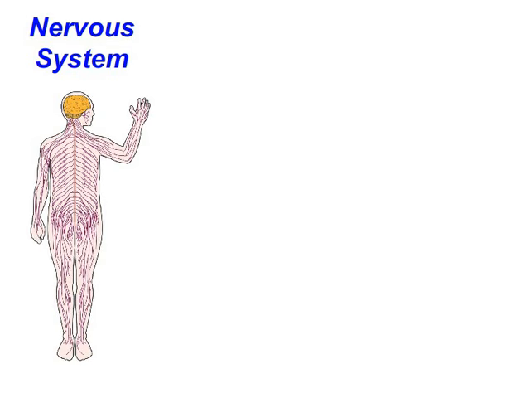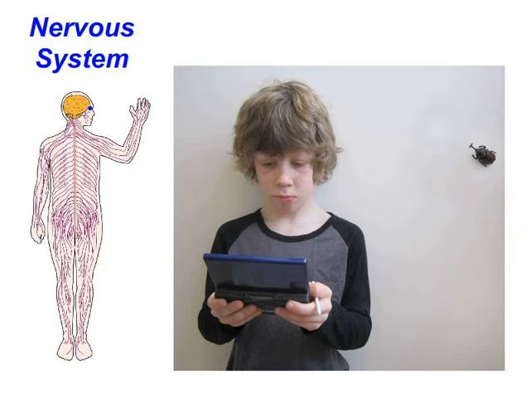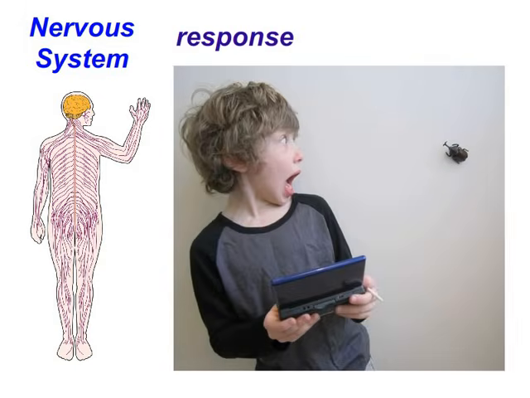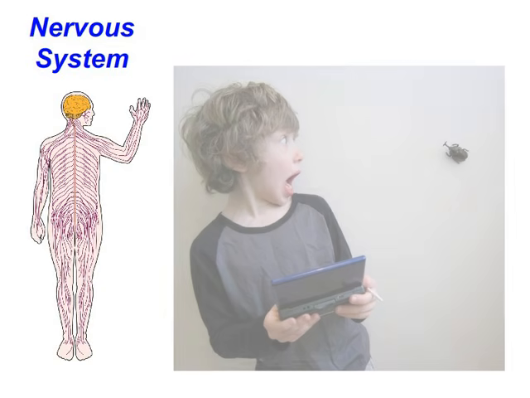Here's another example. The kid sees a giant bug. That's the stimulus. His response is to yell in surprise and move back. A message was sent from his eyes to his brain through his nervous system. Then his brain sends a message to move.